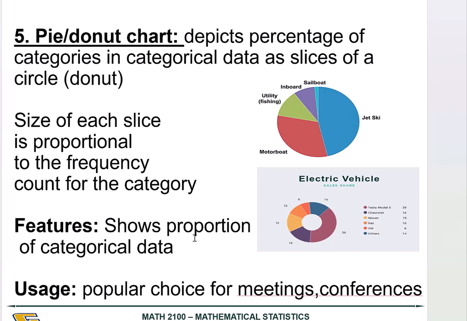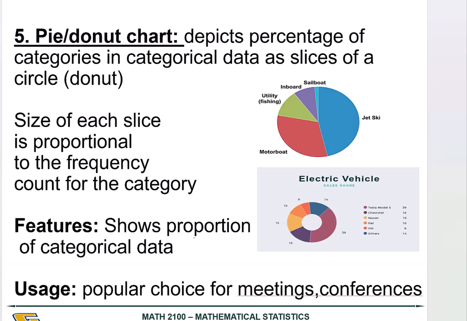And here again, we have two examples, one for electric car market share with a donut chart. You can see the Tesla Model S is about 39% in the donut chart here. Then Chevrolet and Nissan kind of tie at 16 and 15%, and so on.